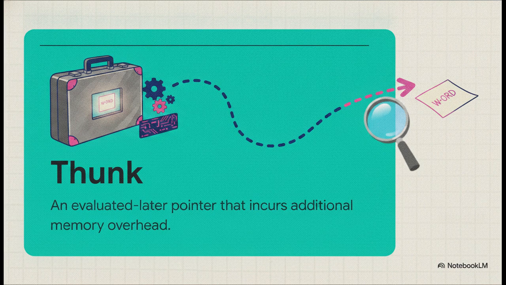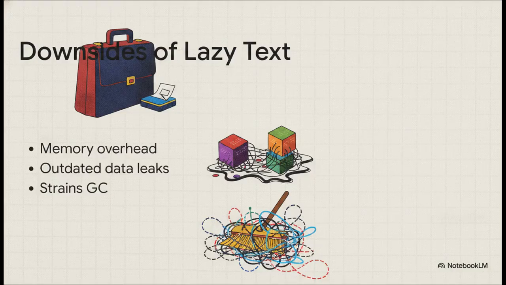To put that into perspective, imagine handing someone a massive, heavy, locked briefcase that just contains an IOU to calculate a tiny three-letter word, instead of simply handing them a tiny slip of paper with the word already on it. Because of how laziness actually works under the hood, the memory overhead of that heavy briefcase, the thunk, can absolutely outsize the tiny text data it's supposed to represent. And man, this leads to a whole cascade of downsides when you misuse lazy text on small pieces of data.